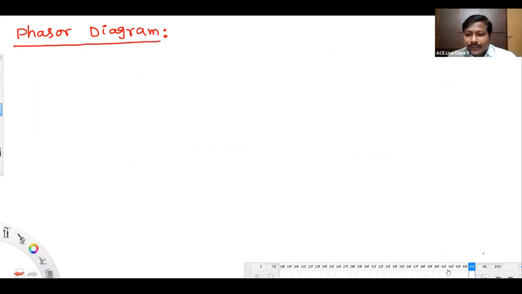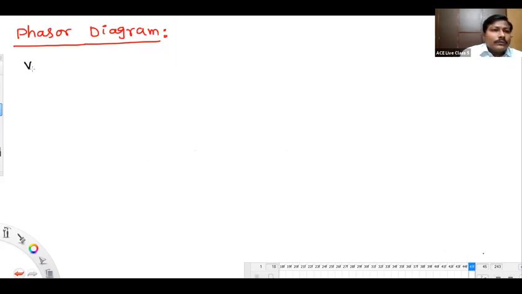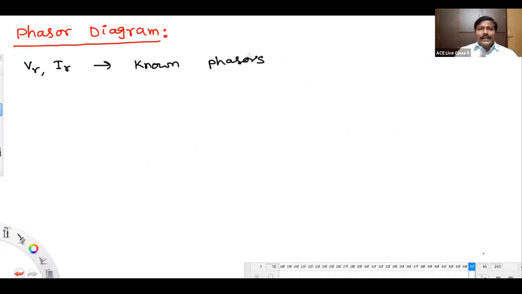First, tell me, according to our short transmission line study, which are the known values and which are unknown values here? VR, IR will be known numbers. VS, IS will be unknown numbers. Clear? So VR, IR are known numbers. These two are known phasors, you can write. VR, IR will be known phasors, we can say.